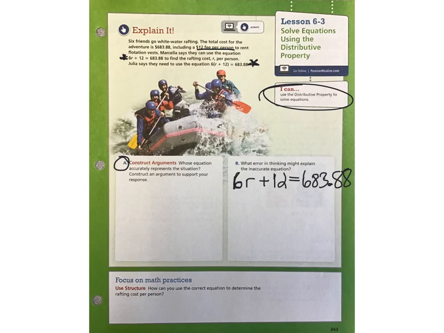But notice that the 12 is just added once. And because it's only added once, it does not meet the description that says the $12 fee is paid per person. So this $12 fee is added once, not for all 6 friends.